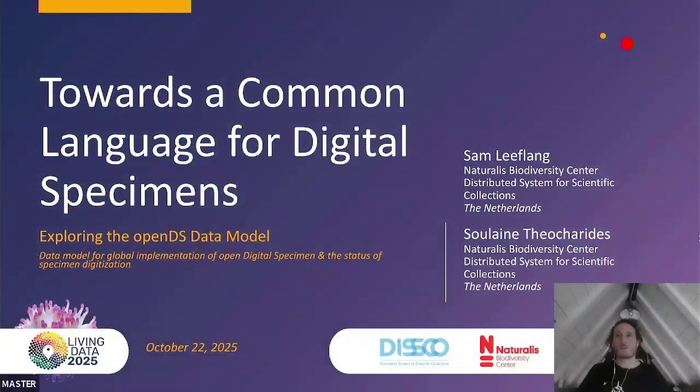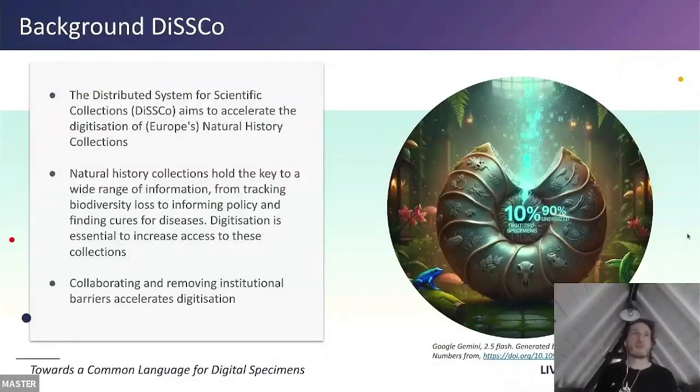So, DiSSCo. DiSSCo stands for the Distributed System for Scientific Collections, and our aim is to accelerate the digitization of Europe's natural history collections. These natural history collections are vital for a wide range of information, from tracking biodiversity loss to informing policies and finding cures.